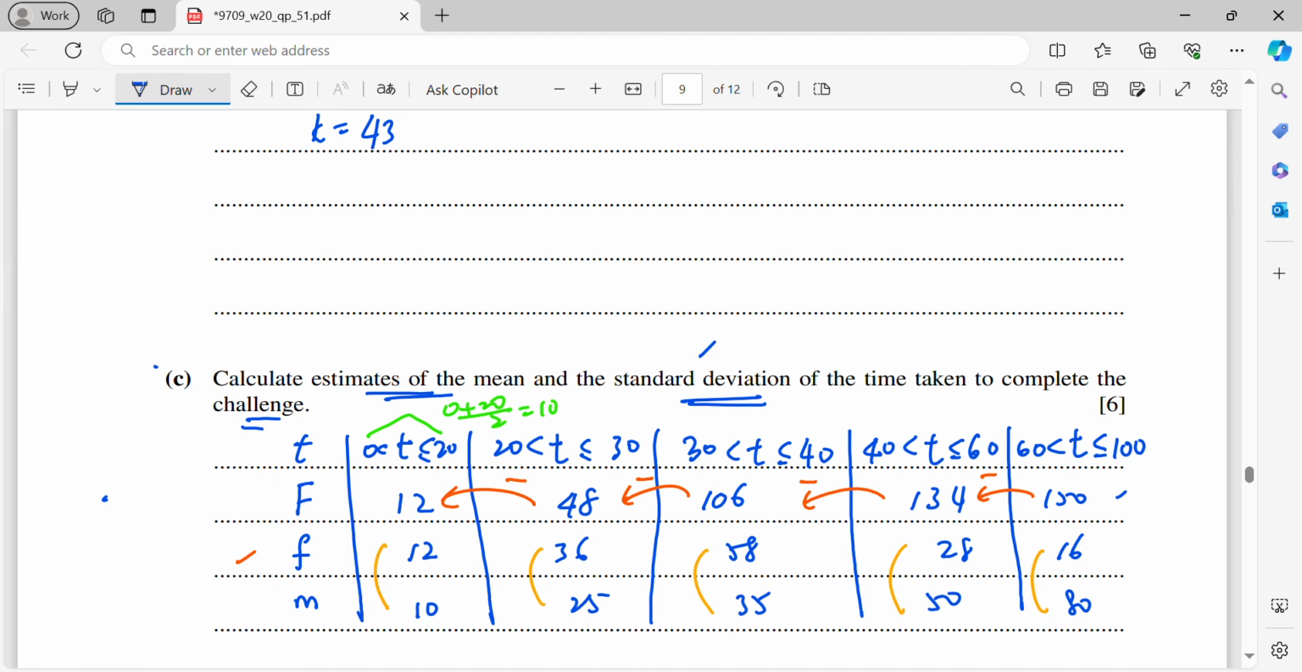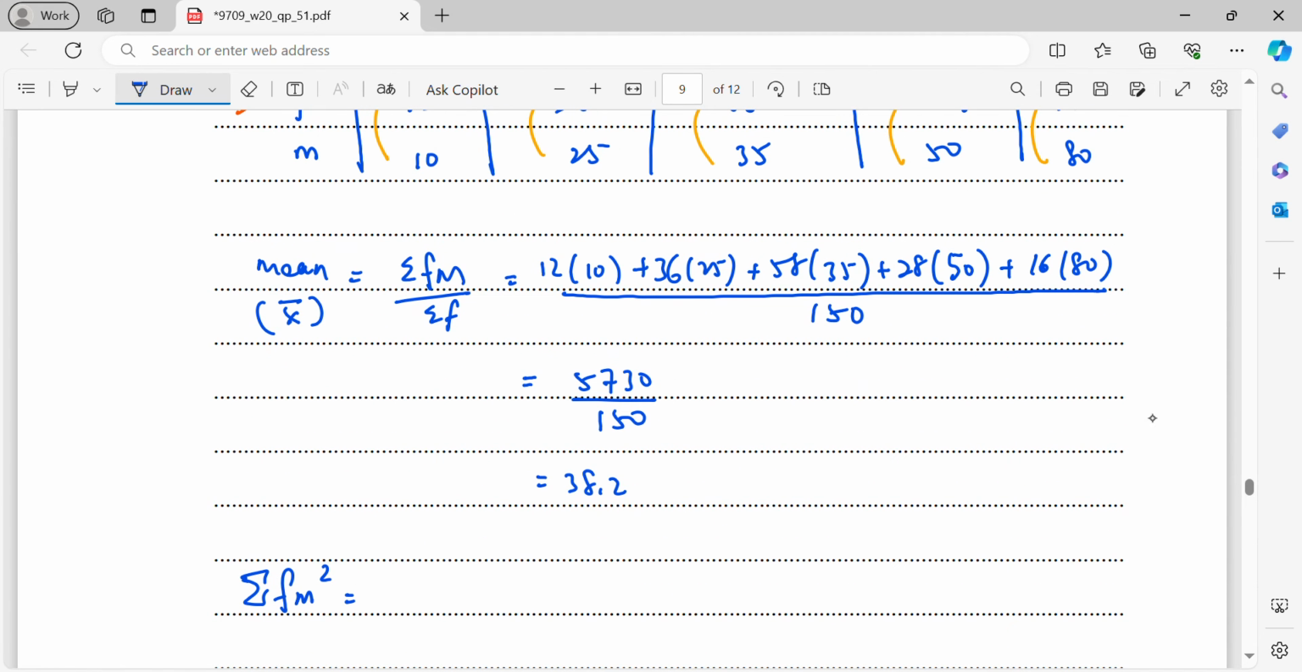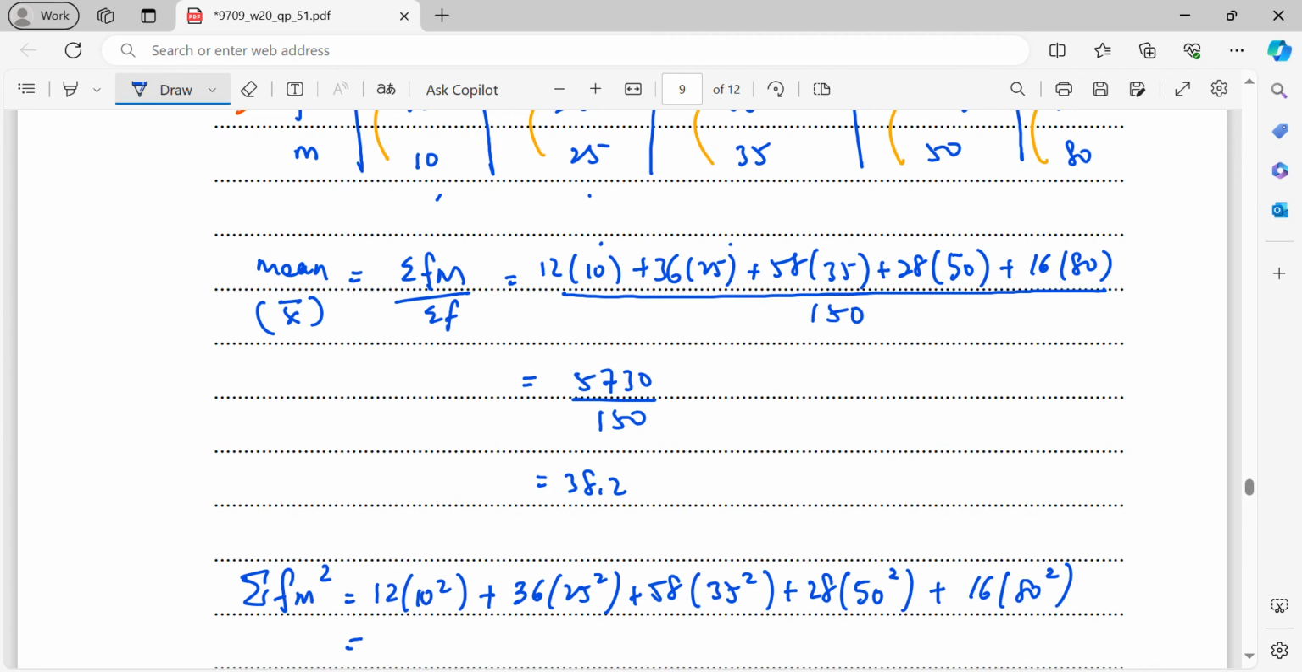Okay, now next part is standard deviation. For the standard deviation, firstly, I need to calculate sigma fm squared. Now fm squared means that you square the m. So all these values inside the bracket, I have to square them. The rest copy. So here is going to be 267150. That is my total fm squared.